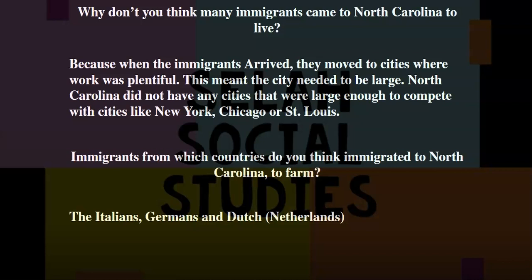Louis. North Carolina was not completely left out, however, because many immigrants were farmers when they arrived, and some Italian, German, and Dutch immigrants would relocate to North Carolina to take up farming, in which we do very well.